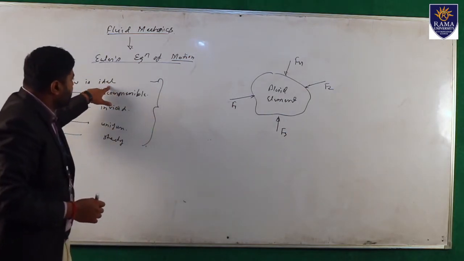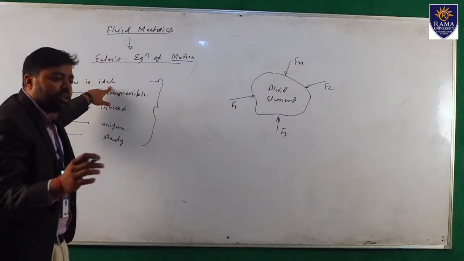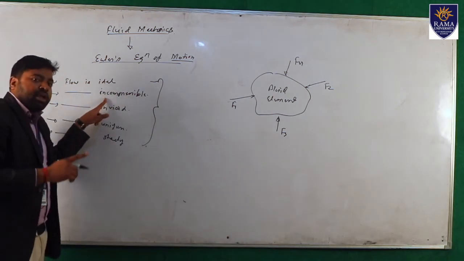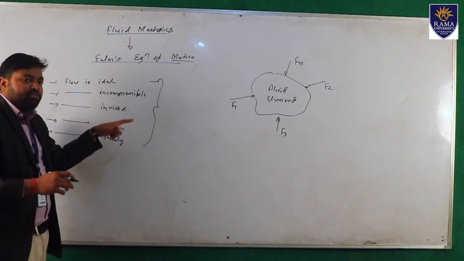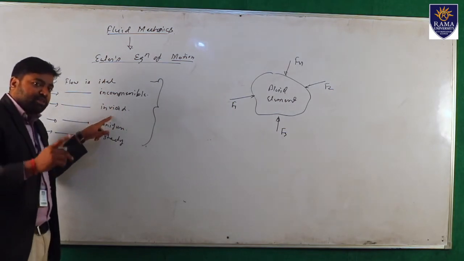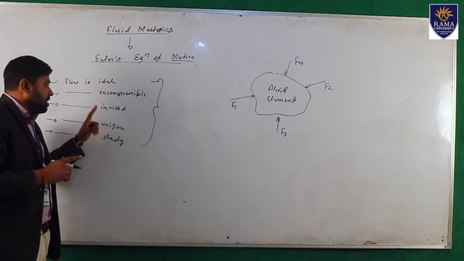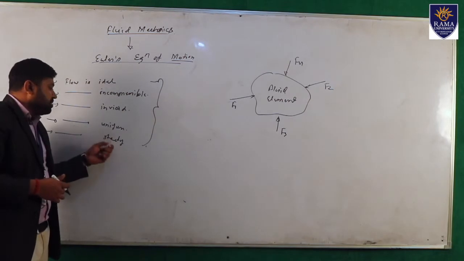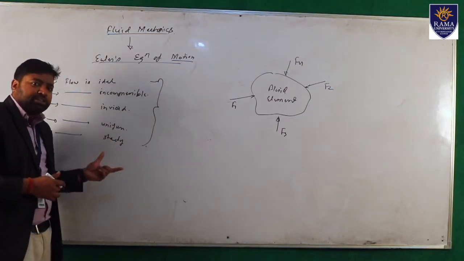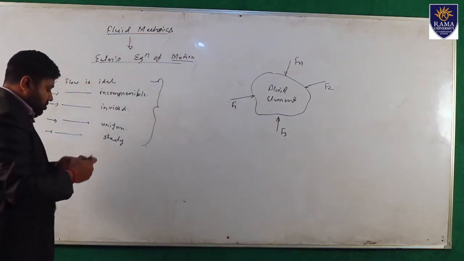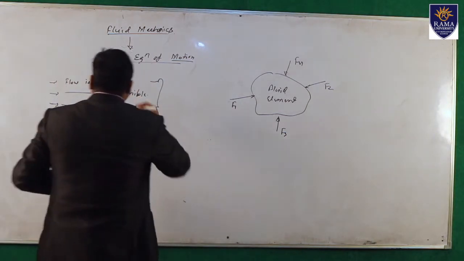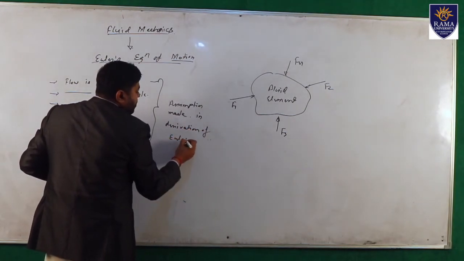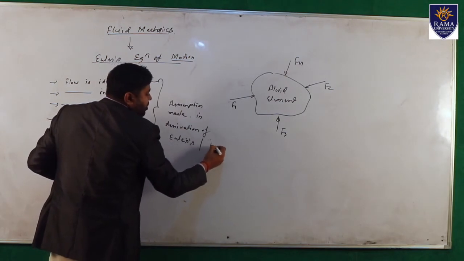When the fluid is ideal, that means the flow follows all the laws on an ideal basis. Incompressible means the flow cannot be compressed in any situation, like water and oil. Inviscid means the viscous flow is not considered, that is, viscous force is not considered. Uniform means the velocity is uniform. Steady means the flow properties do not change with time. So these are the assumptions made for the derivation of the Euler as well as the Bernoulli equation.